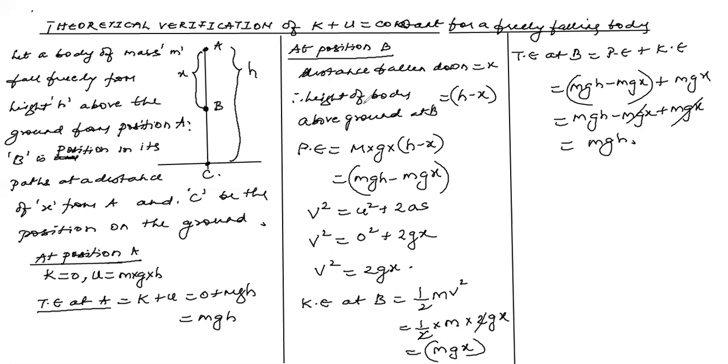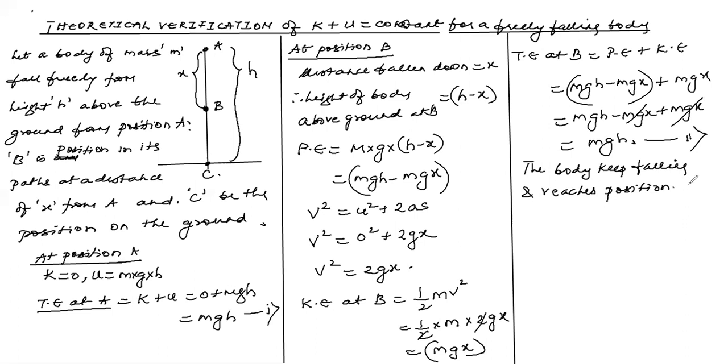So please have a look here. Total energy at A was 1. Okay, total energy at B is 2. Okay, now what do I do? The body continuously falls. The body keeps falling and reaches position C. Position C.